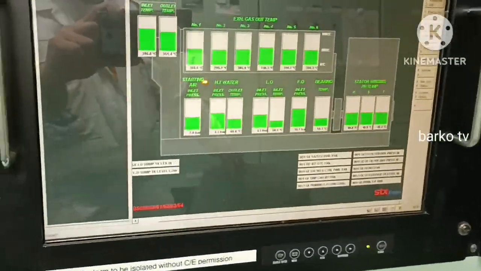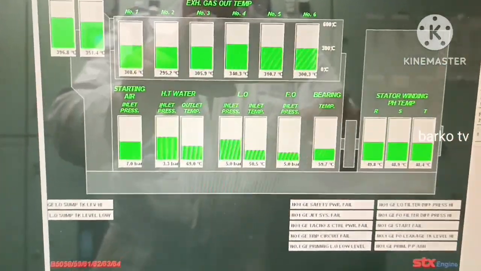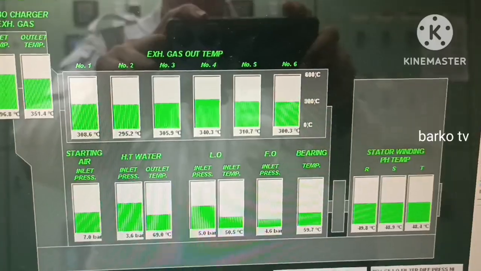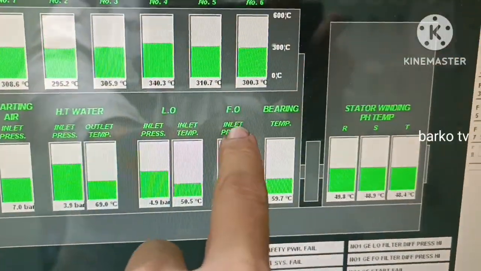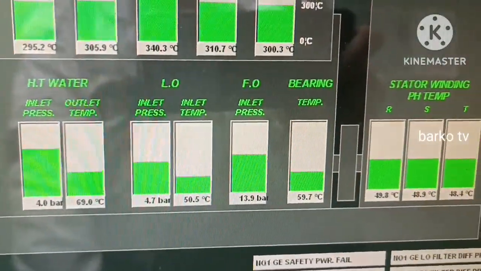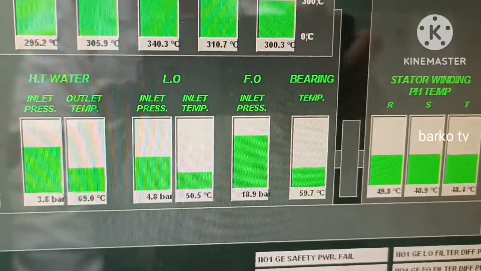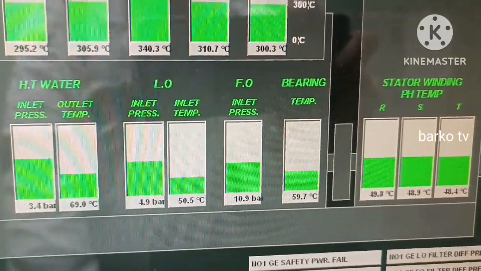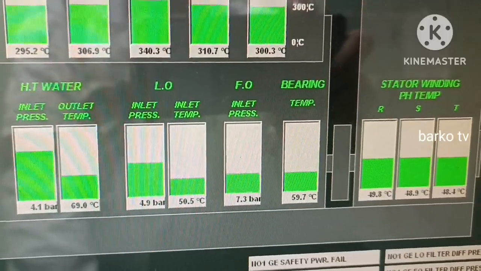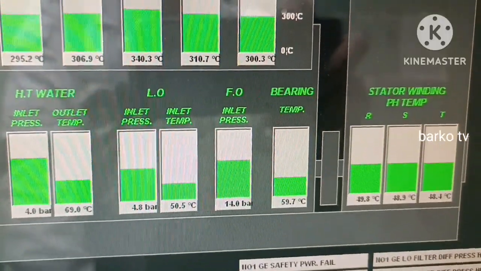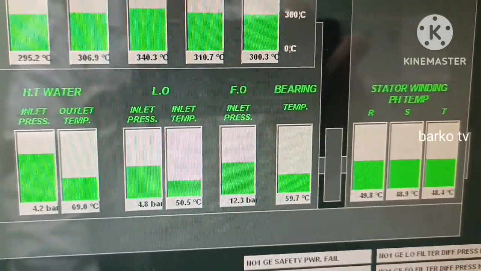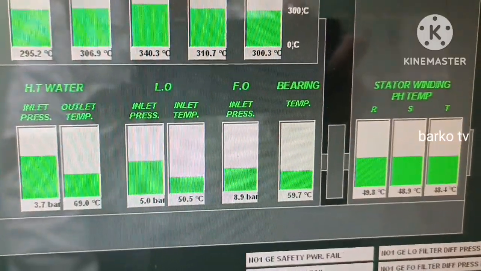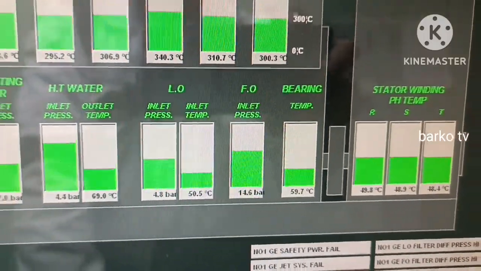Good day. I will share with you a common problem about this FO inlet pressure. Every time I embark, this is the inlet pressure transmitter that I always encounter: fluctuation of inlet fuel pressure.